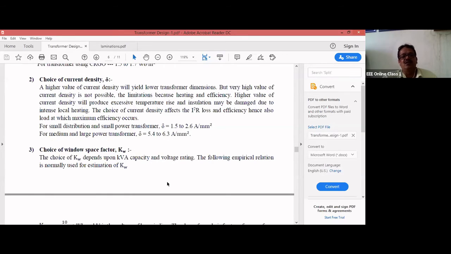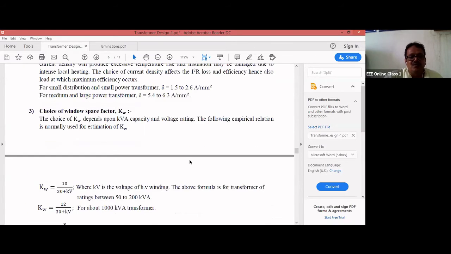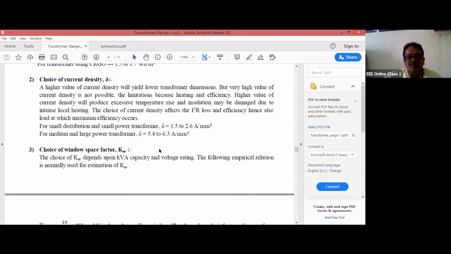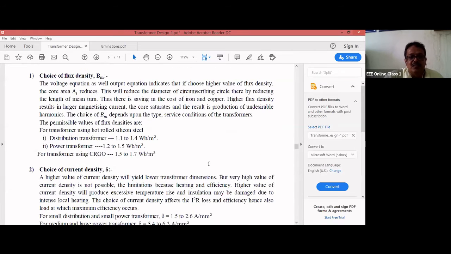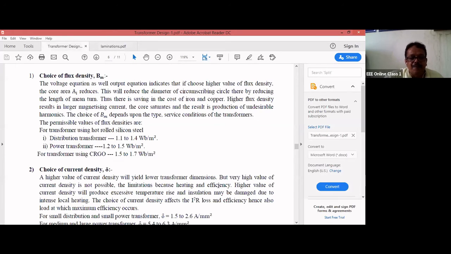Likewise, I will go for the choice of window space factor. Window space factor, everyone knows, is nothing but KW, the conductor part in the window divided by the area of the window. You can see here, KW is nothing but the conductor part of the window divided by the area of the window. That is called the window space factor, KW.